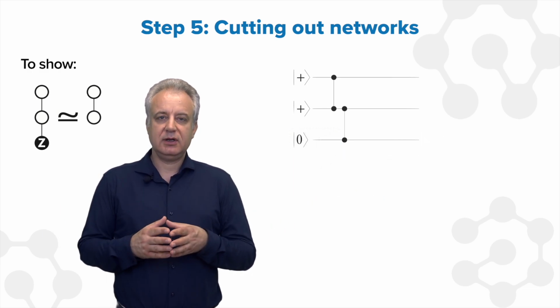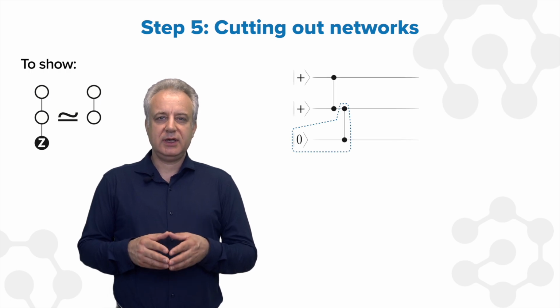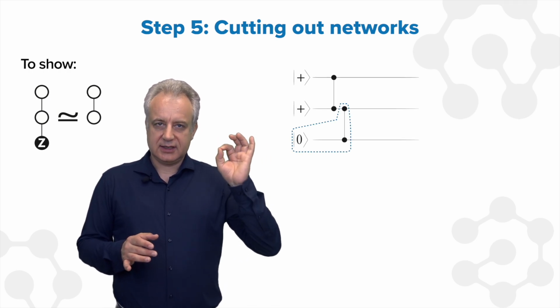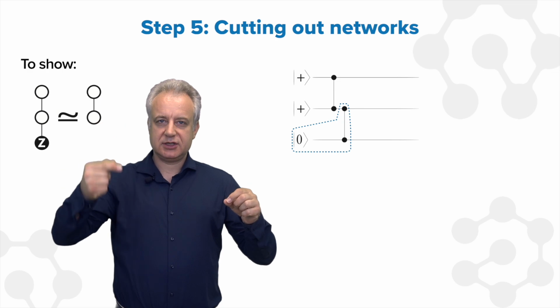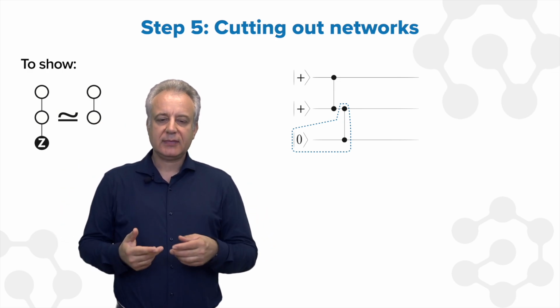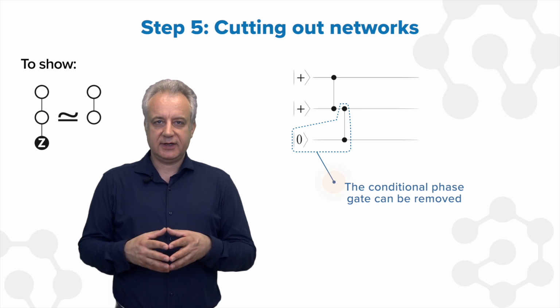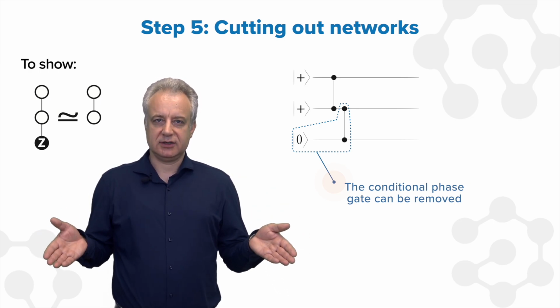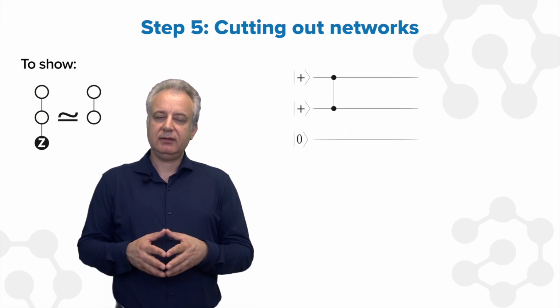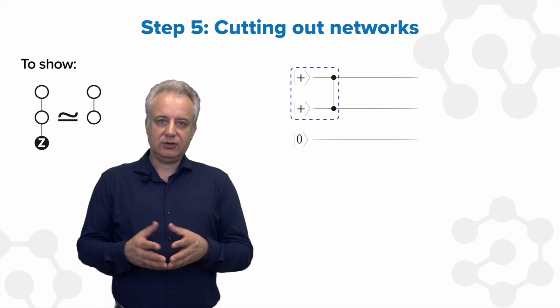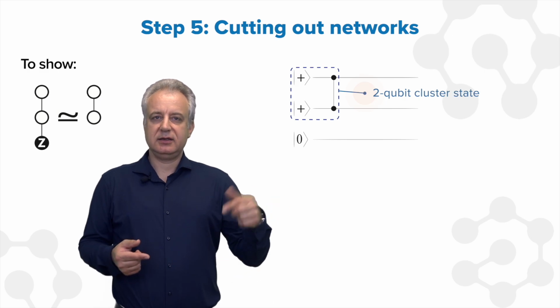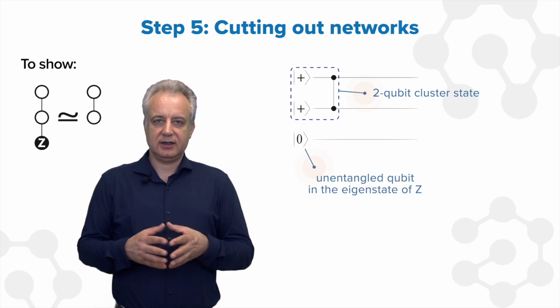And next, we look at this combination between the state 0 and the subsequent conditional phase gate. Well, if one of the qubits involved is in the state 0, the conditional phase gate doesn't really do anything, and so the conditional phase gate can be removed without loss. And when we now look at the situation, what we have remaining is a 2-qubit cluster state and an unentangled qubit in an eigenstate of sigma z.